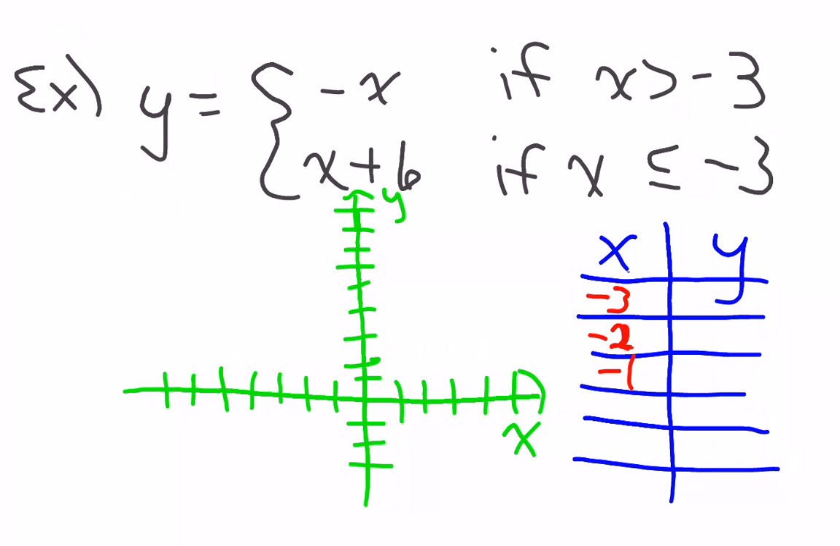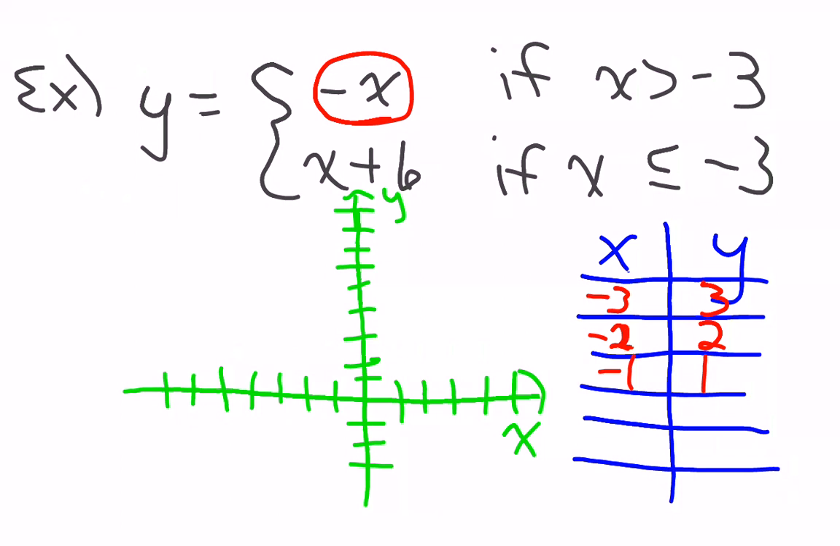If we plug them into the function, remember this one is going to plug into this top function where it's associated. So if I have a negative 3, that's going to give me a positive 3. If I have a negative 2, that gives me a positive 2. And a negative 1 gives me a positive 1. Awesome.